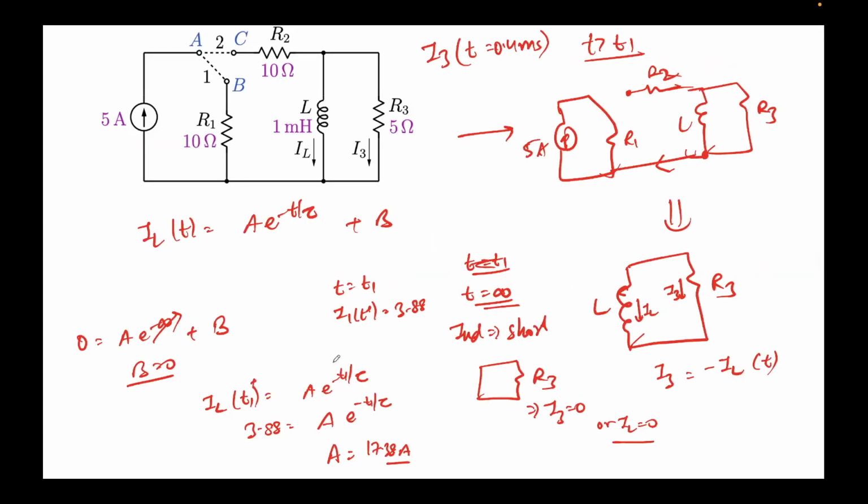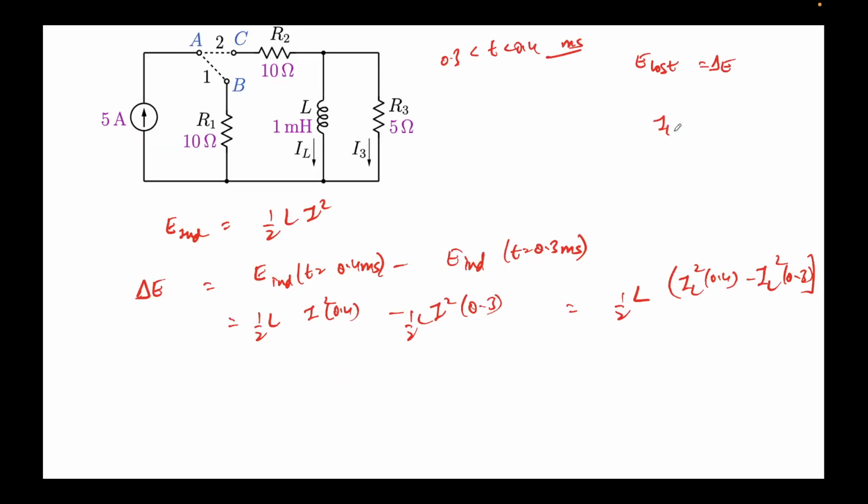It was here like this, right? 17.38 e to the power minus t by tau. So IL was 17.38 e to the power minus t by tau. So I'll simply do IL at 0.4, which would be 17.38 e to the power minus 0.4. Time constant is 0.2, so this will come out to be 17.38 times exponent of minus 0.4 by 0.2. This is coming out to be 2.35, which we just saw as the answer, right?